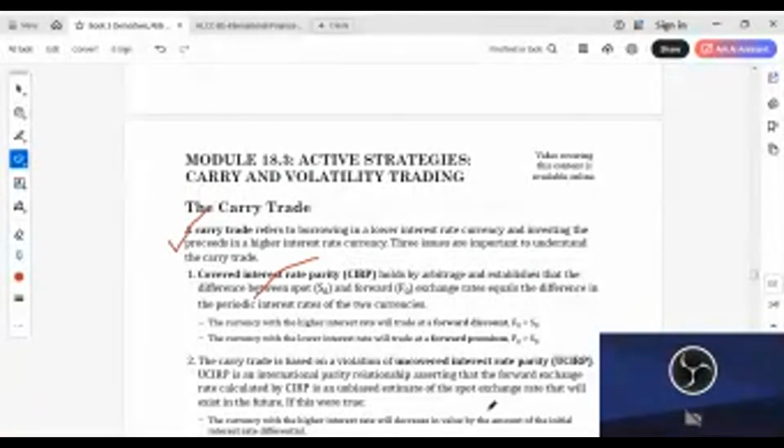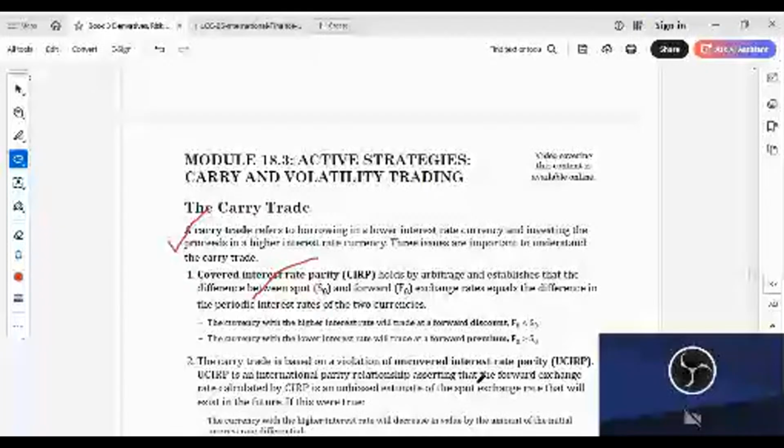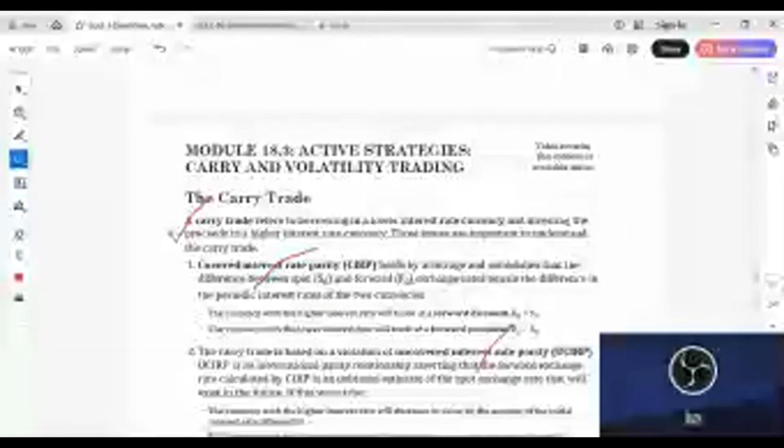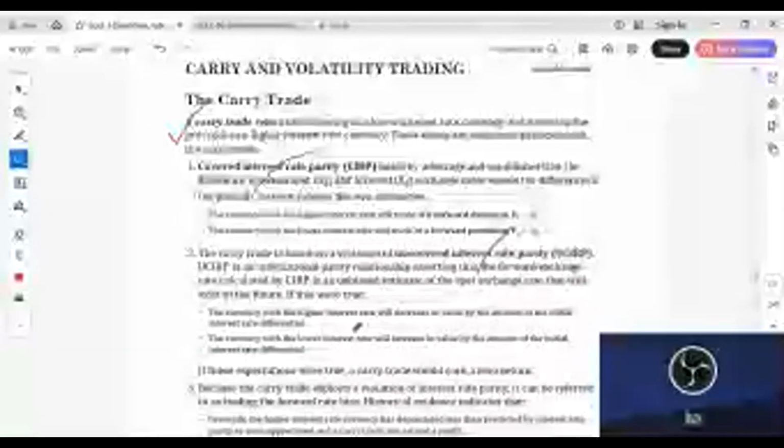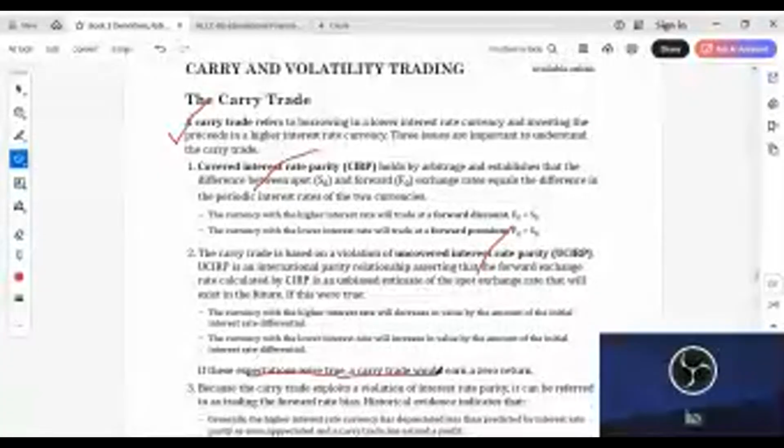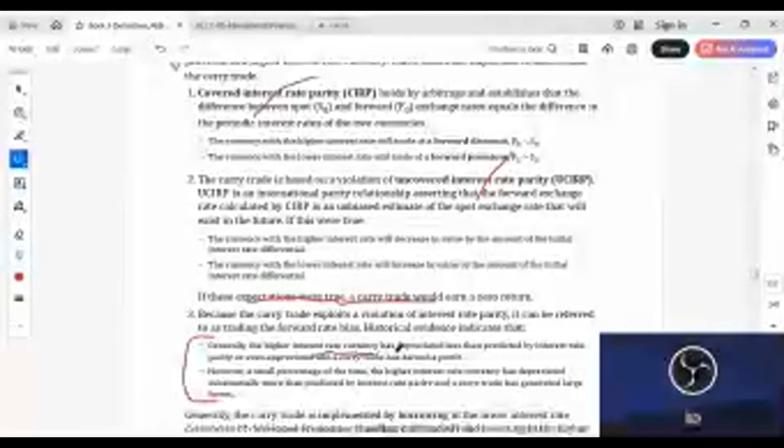Then as per interest rate parity, see currency which has got higher rate, that currency should depreciate by, but practically that does not happen. If that were to happen, carry trade return would be zero. But for a variety of reasons, that does not happen. What has been observed is that higher interest rate currency has depreciated, but not by that much, right?